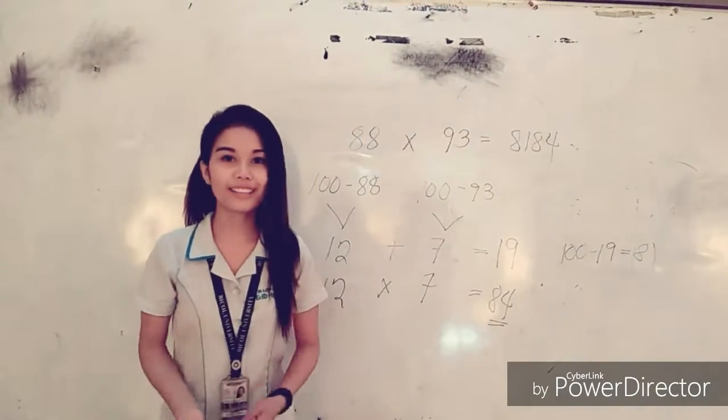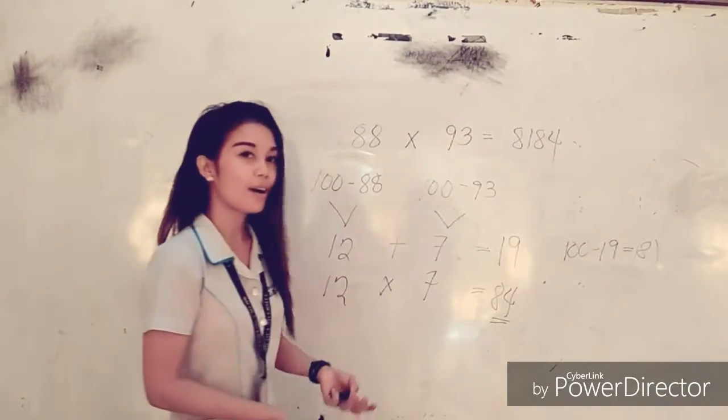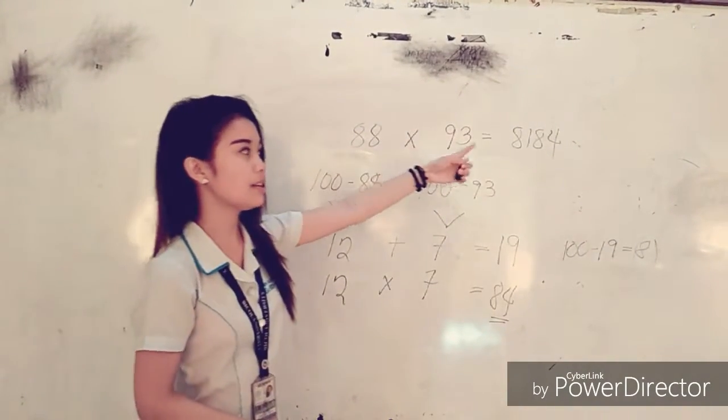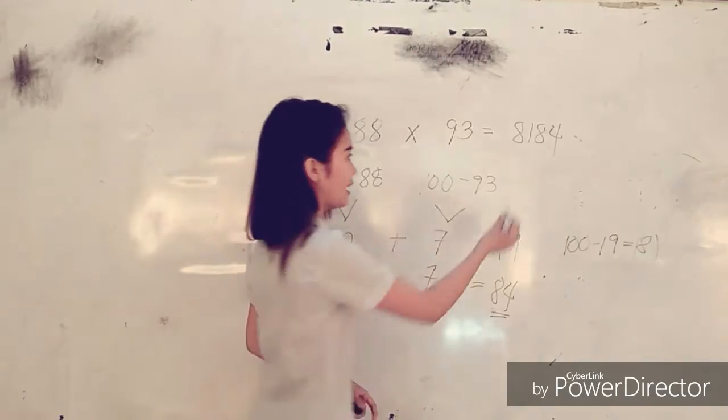So we find the answer. The product of 88 times 93 is 8,184.